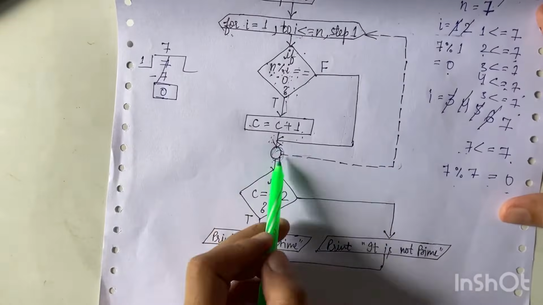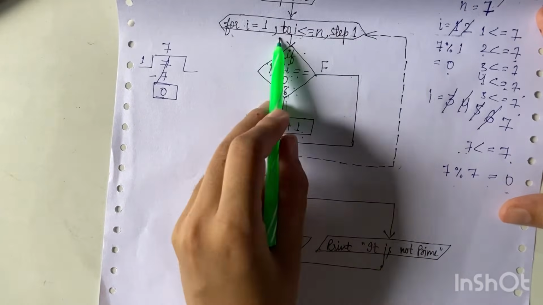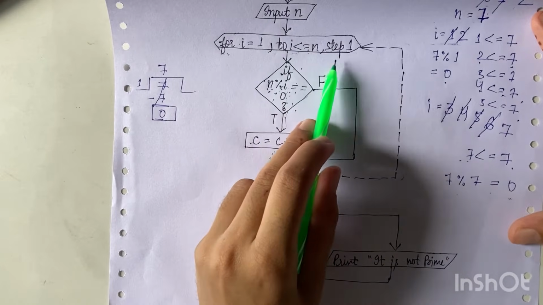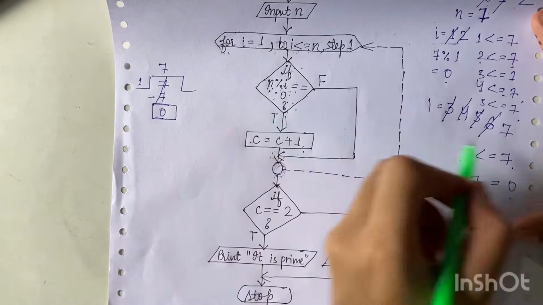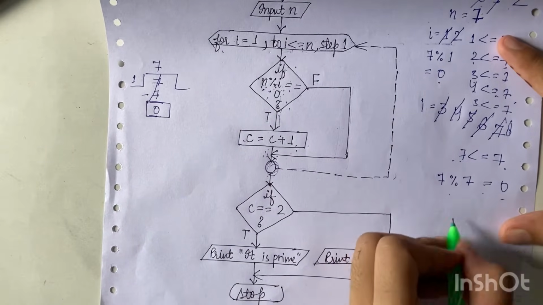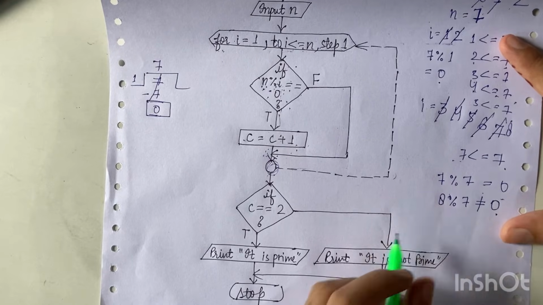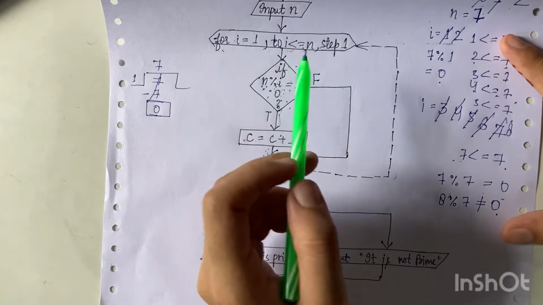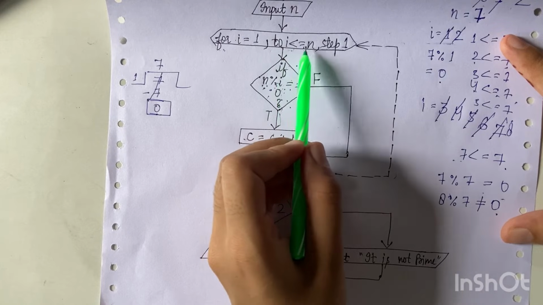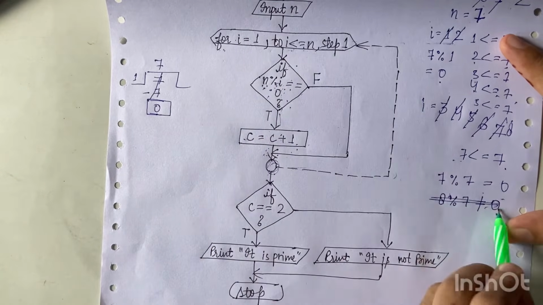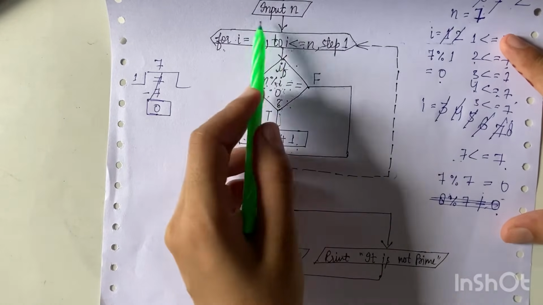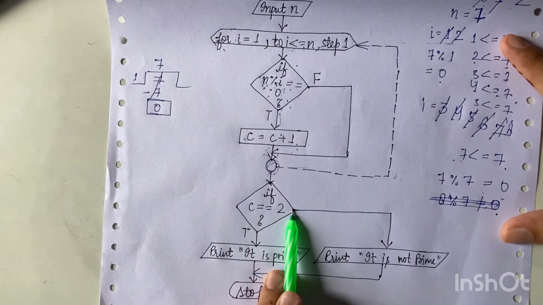Okay. Then it will again go back to the loop. The value of i is incremented by 1. That is, the value of i is now 8. So 8 modulus 7 is not equal to 0. So the condition will not be true. 8 less than or equal to n, this condition is false. So it will not go in this loop. It will come out of the loop and it will check the condition.